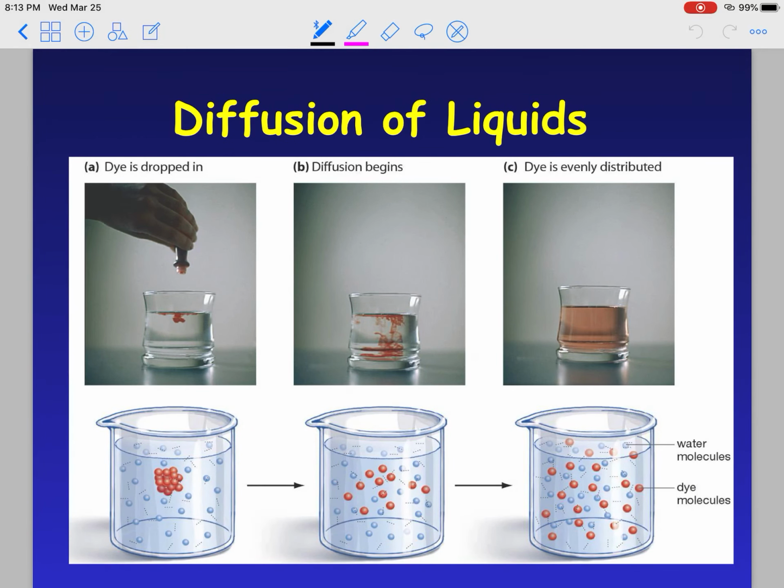All right, this is just an illustration about the food coloring that we just talked about. Here it is, highly concentrated in the drop, less concentration out here, and you're going to see it moving in all directions until it gets to this thing that we call equilibrium. That means that it's evenly distributed throughout.